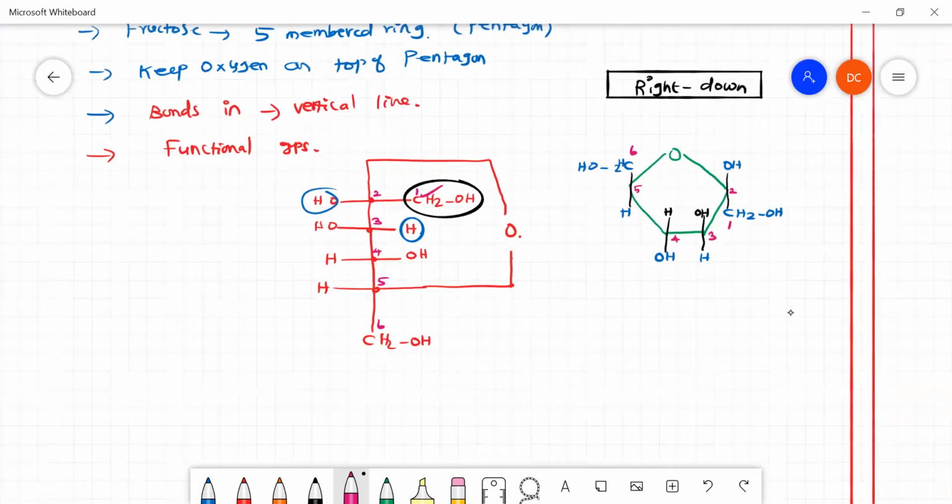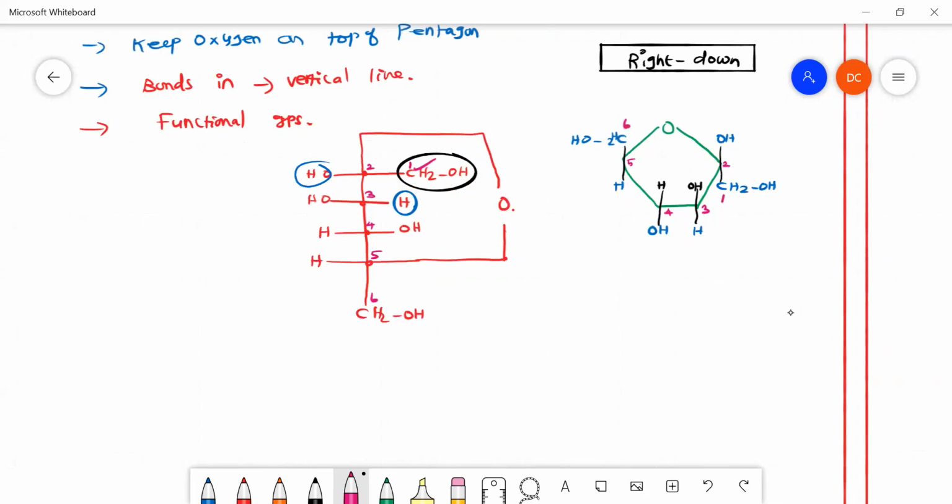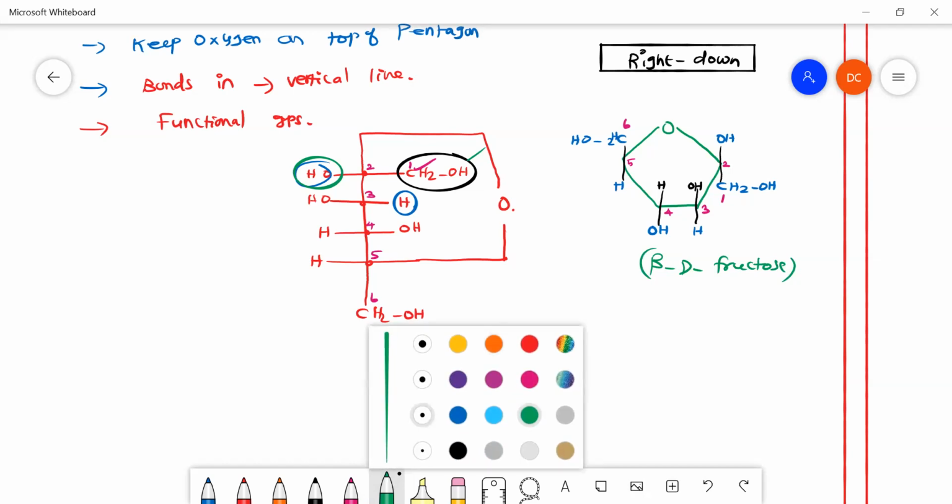Here also you can tell me: how can we write whether it is the alpha form or beta form? Is it beta D fructose or alpha D fructose? For alpha or beta, you have to check with the first carbon. If the OH group is present inside the ring, it is called alpha. Outside the ring, it is called beta. Okay, it is beta D fructose. How can I write alpha D fructose?